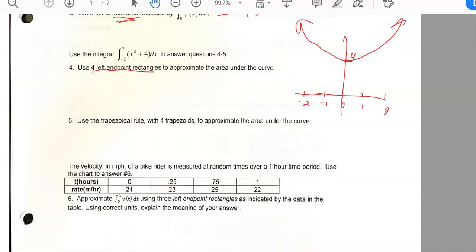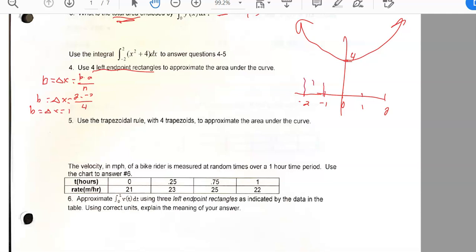We want 4 rectangles. The first thing we always have to figure out is what is our base. And our base is our change in x, and that's always b minus a over n. The difference in the interval would have been 2 minus a negative 2. I wanted 4 rectangles. So the base, which is our change in x, is 4 over 4. That's a 1. So that's how I knew. I'm just going from negative 2, negative 1, 0, and then from 1 to 2. This should give us 4 rectangles.